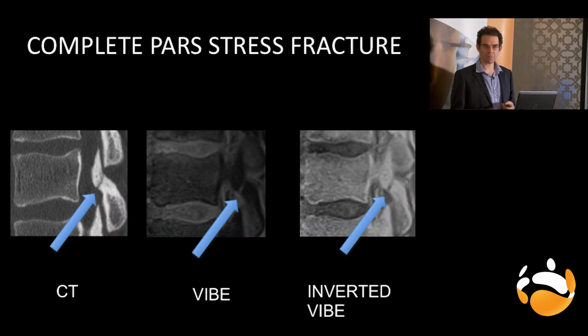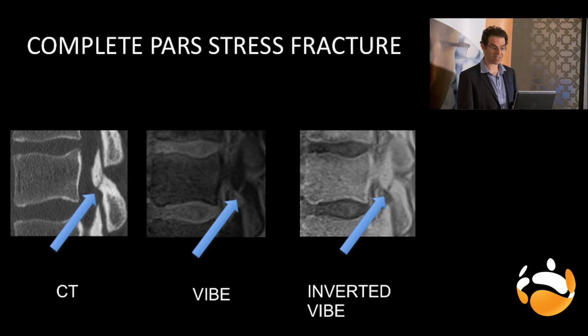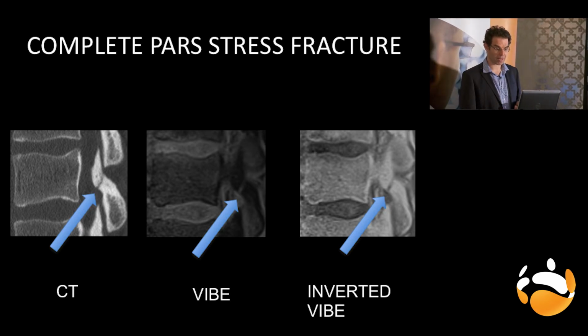We can also have a complete pars stress fracture. So here's the fracture going the whole way through on CT. We can show that on this VIBE sequence, and then we can invert that. We can do special magic with our MRI. We can invert the VIBE image so that it looks like a CT scan. So the sports physicians and the physios are all very excited about this ability to make this diagnosis and to accurately grade it with one test.